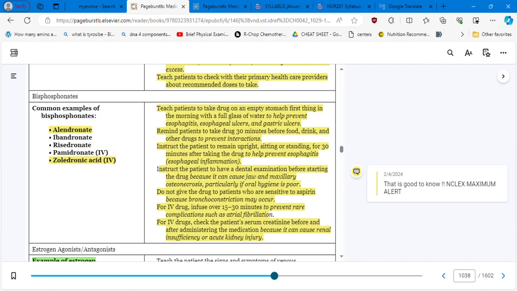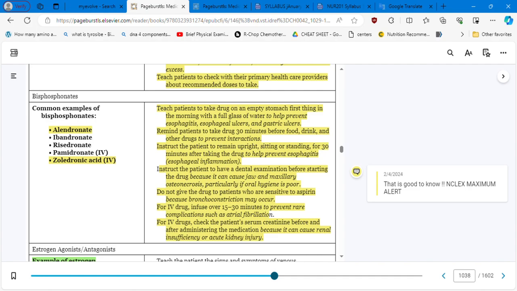If the patient is taking aspirin, you cannot give this drug because he can have bronchoconstriction. So the patient is going to have respiratory issues. For IV drug, infuse over 15 to 30 minutes to prevent rare complications such as atrial fibrillation, which is another important factor to consider. For IV drugs, check the patient's serum creatinine before and after administering the medication because it can cause renal insufficiency and acute kidney injury.